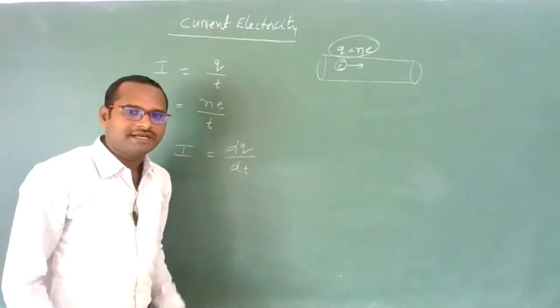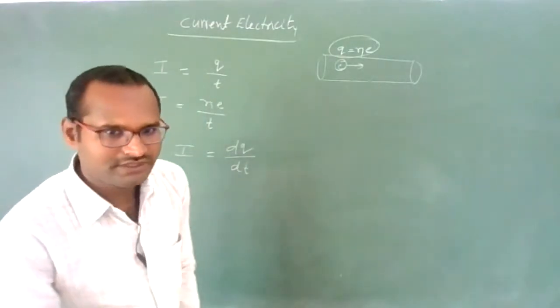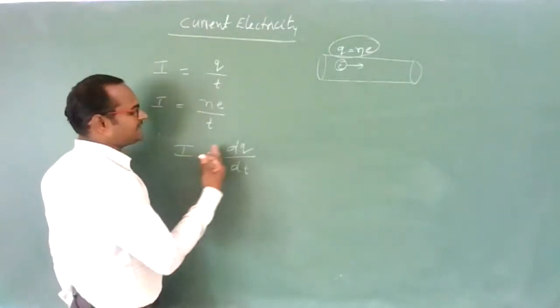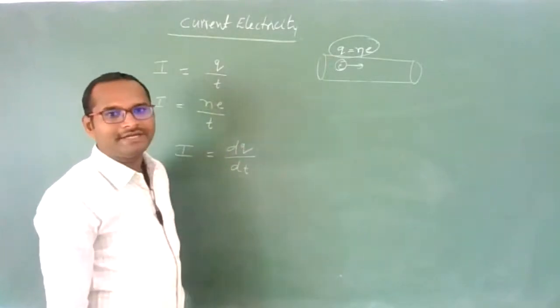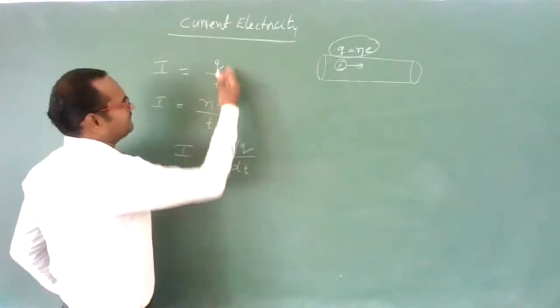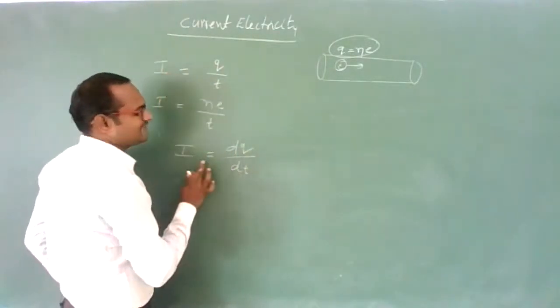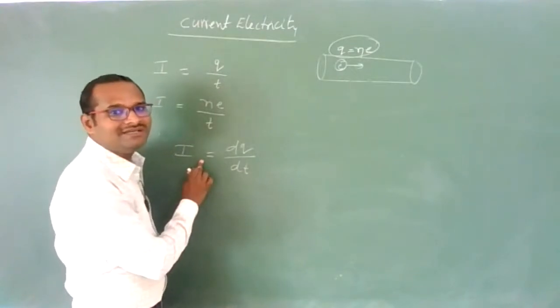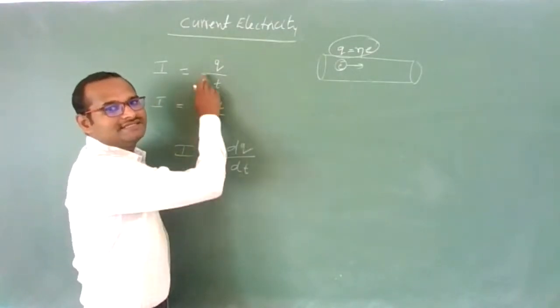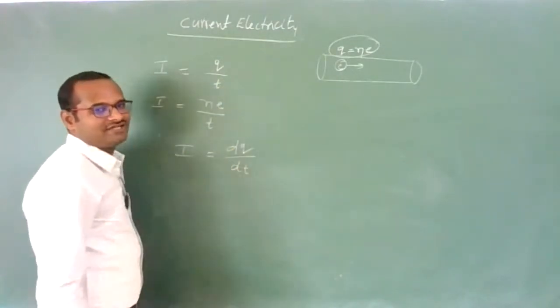Imagine that the current flowing through the wire is not uniform. Then in that case we can write I is equal to dq by dt, the rate of flow of charge. Both are the same. This is average current, and this is instantaneous current. What do we call this one? Instantaneous current. These two are average current.